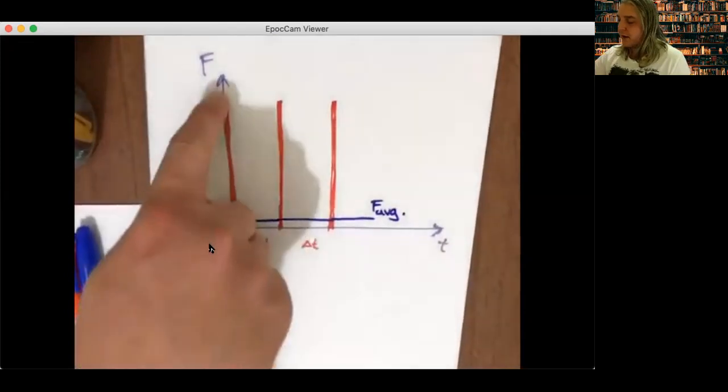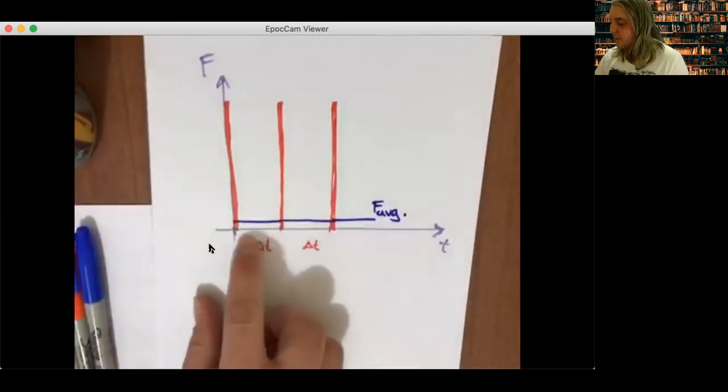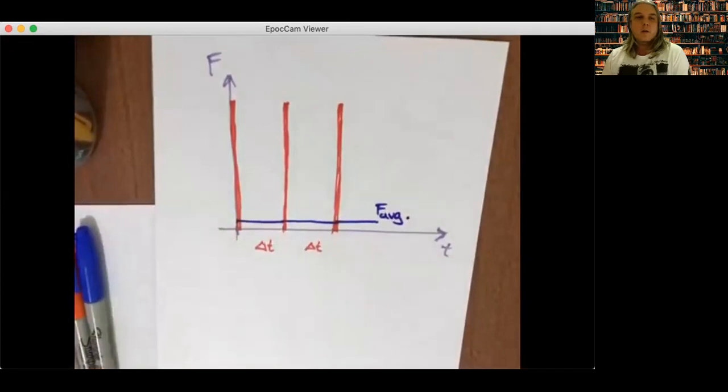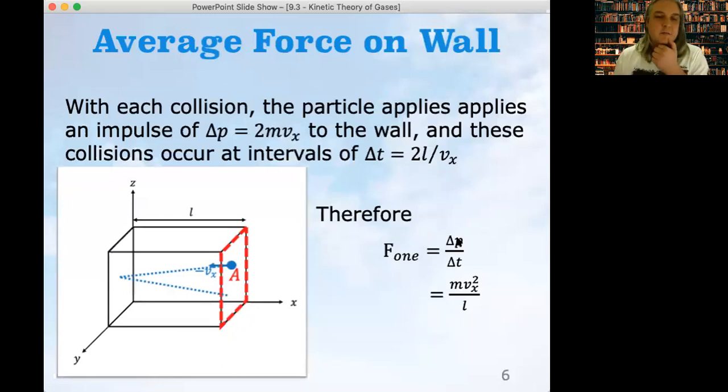And rather than calculate the force during the impact and then average it over that time in this derivation here, we're just going straight to the average. We're saying there's our impulse, our change in momentum there, and we'll divide it by that time between impacts, and that just gives us our average force over time for a single particle on this wall of our box.